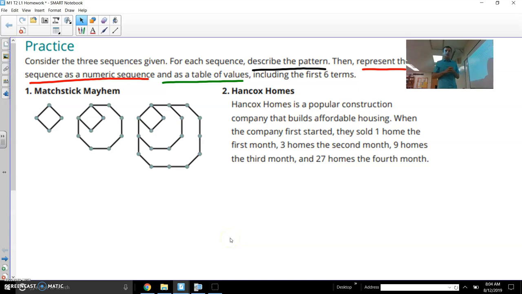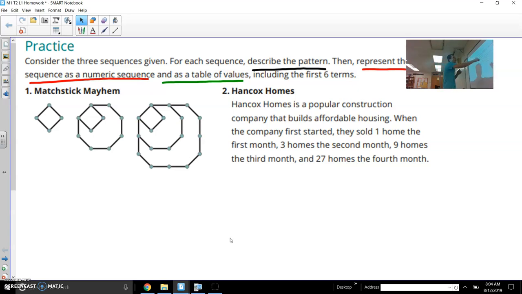Good afternoon. We're talking about sequences today in Algebra 1, so let's jump into the homework today. Today we're going to be looking at pictures and stories and trying to figure out what the sequence is doing, what the numbers involved are, and trying to predict the future part of the sequences.